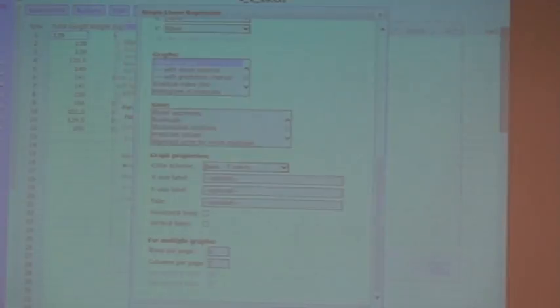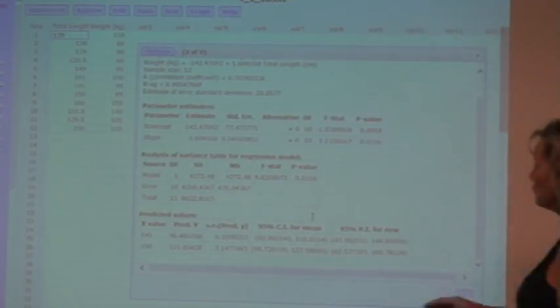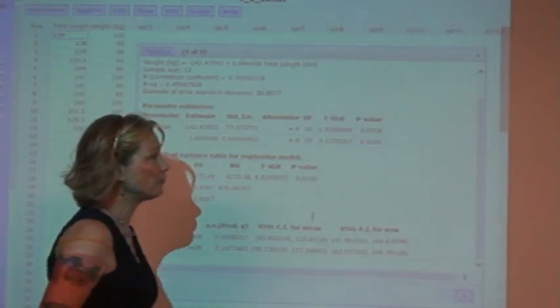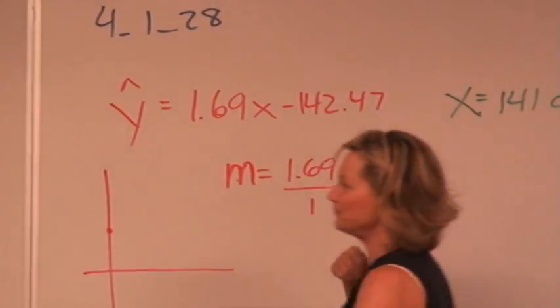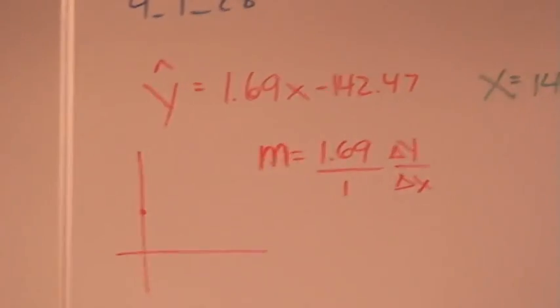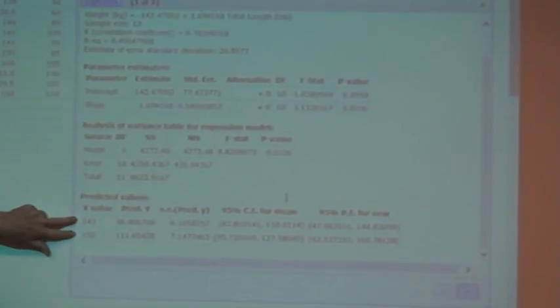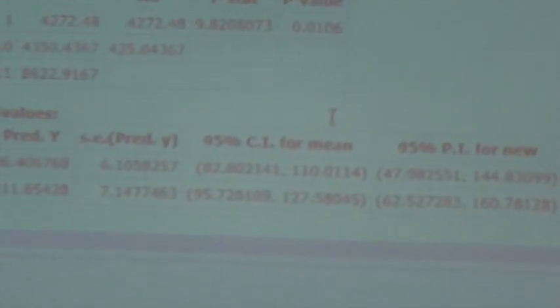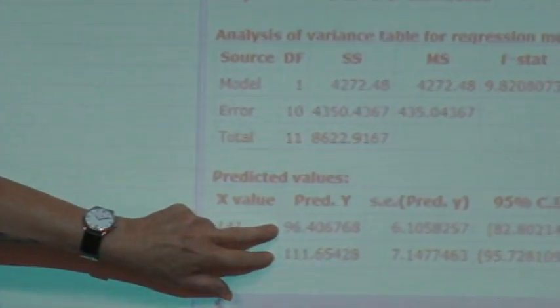Okay. And then if you hit compute, you'll see down at the very bottom of your output. Now you could find these values also by plugging 141 into your regression equation, 150 into your regression equation. It'll give you output. But down at the bottom it'll say predicted values, and it'll give you your X's. There's our 141 and 150, and there's our predicted Y's. So you can have StatCrunch do it.